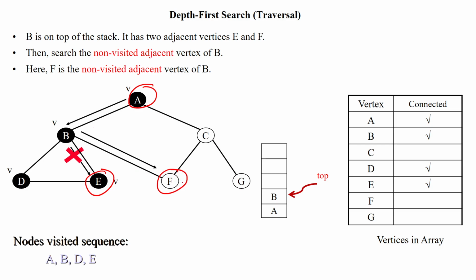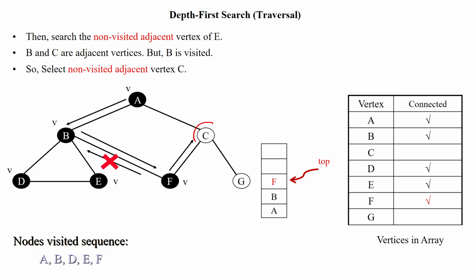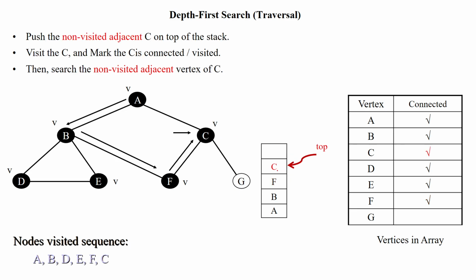Here F is the unvisited adjacent vertex, so we are pushing F into the stack, and marking F as connected and also visited. Then from F we have to identify the unvisited adjacent vertex. For F, the unvisited adjacent vertex is C. B is also there, but it is already visited, so we ignore that. Then we select C, push it into the stack, mark it as visited, and mark it as connected in the reference table.